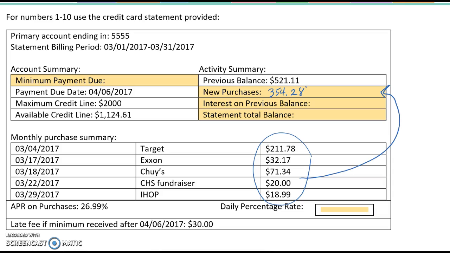Now, whenever you want to figure out the interest on the previous balance, it says right there the words previous balance. So we're taking this amount, and this is what we're putting into our formula. So 521.11 is going to be our P. 1 plus R to the T power.